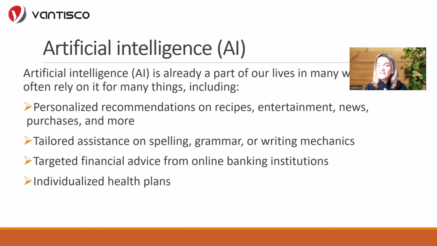If you are typing an email or a document, there is an assistant on spelling, grammar, or writing mechanics. If you are searching for a piece of news, this is artificial intelligence. If you are using your GPS for specific locations and destinations, you are using artificial intelligence. More and more, if you are looking for financial advice from online banking institutions, you are using artificial intelligence. So artificial intelligence is already a part of our lives and we rely on it for many things.